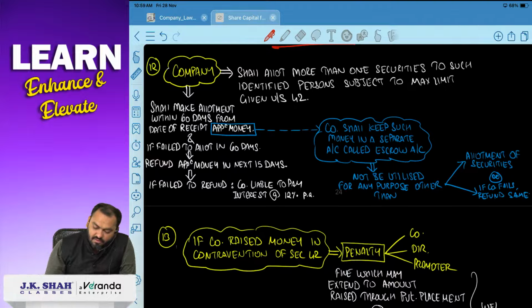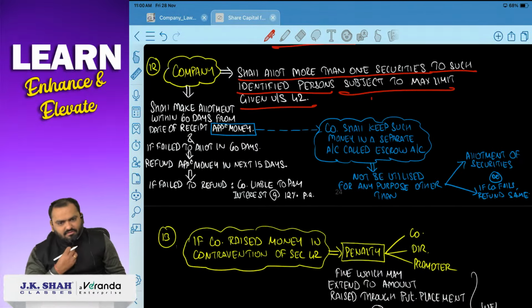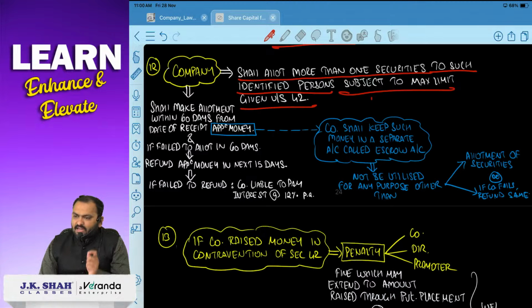Okay. Then the company shall allot more than one type of securities to the identified persons subject to the maximum limit given under section 42. What is this? See, we told you there is a maximum limit of 200, but 200 is in each kind of securities. So suppose I have subscribed the debentures by way of private placement, and I have also subscribed the shares. So can one person have more than one type of securities? Yes. Subject to the maximum 200 limit, that's it. Understood? It means I can be counted in the maximum limit of 200 in shares, and the same person can be counted in the maximum limit of 200 for debentures also. A person can have more than one kind of securities under private placement. Okay.